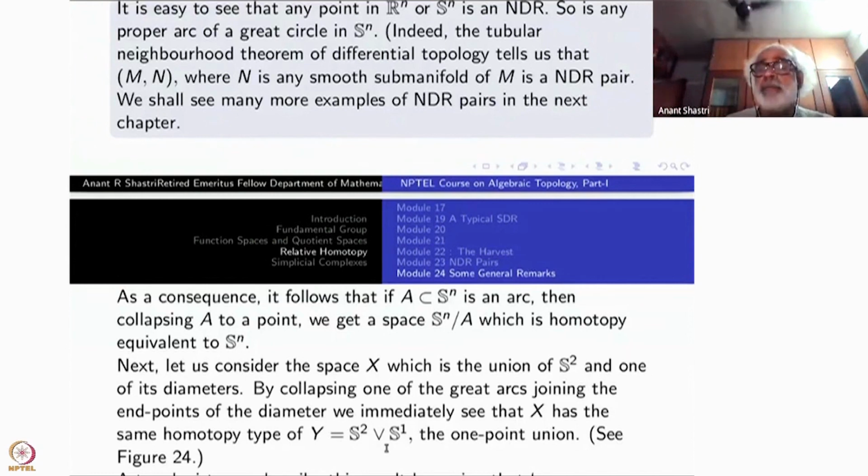So if you are asked to write down a homotopy equivalence, you will have to go through the whole lot of things or write down formulas and so on. There is no need. Use the theory.